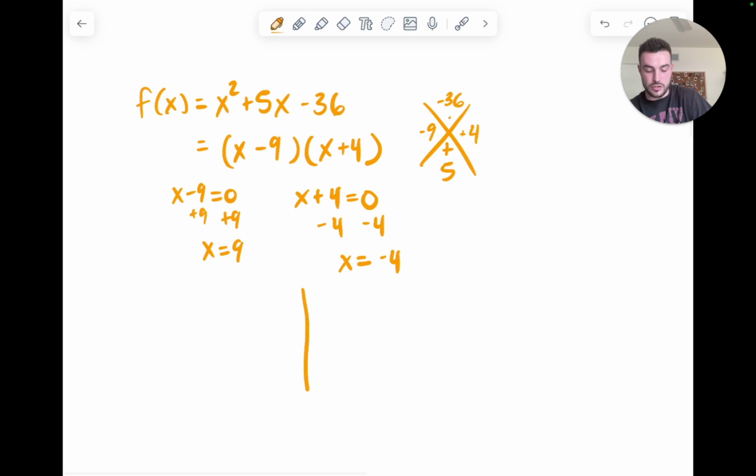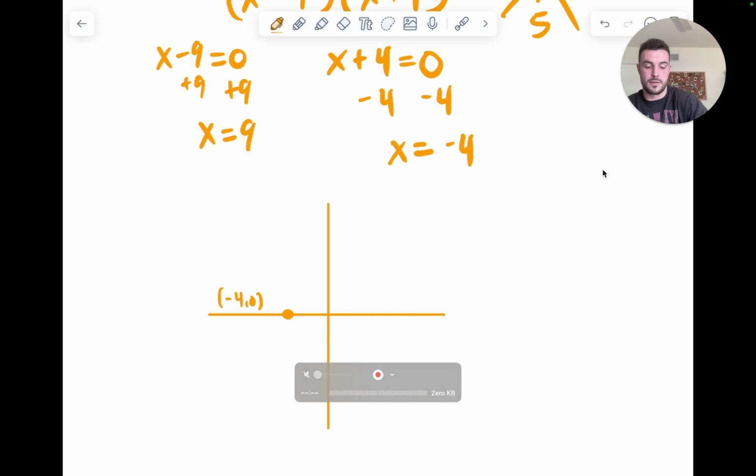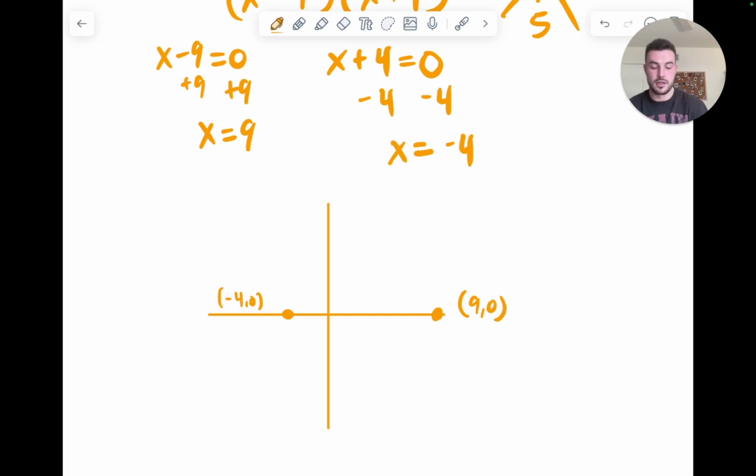Now I can sketch the graph of this polynomial. I'll do a little bit better job of creating a grid for us. If we look at the graph, we can see that we have x-intercepts at negative 4 and then positive 9. All we know is that our quadratic function is going to pass through the x-axis at those points.